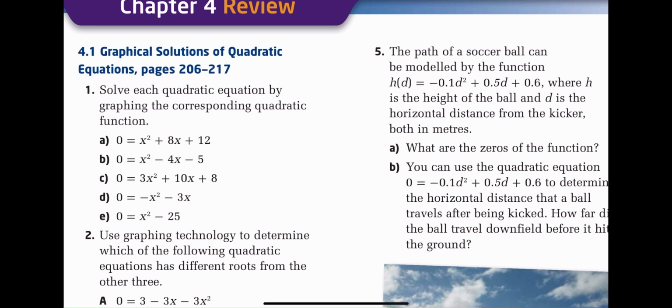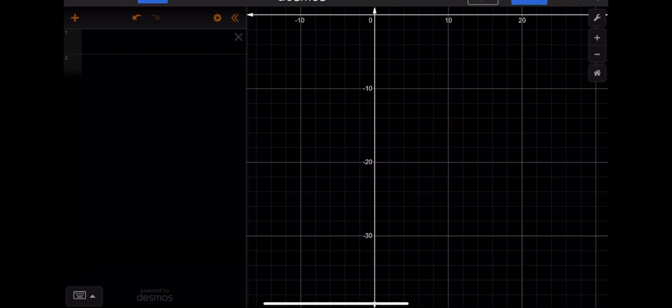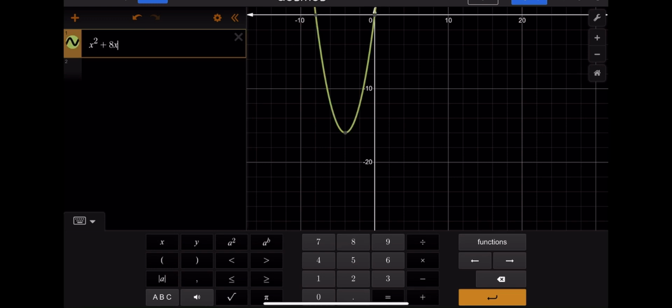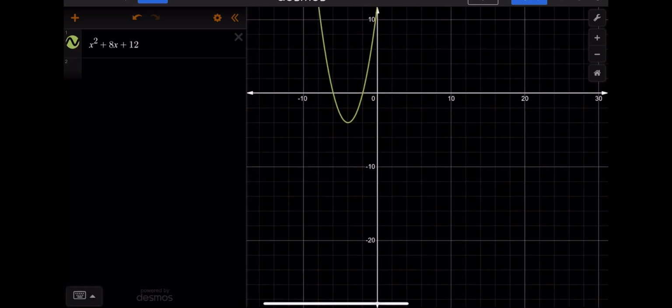For example, the first question: solve the quadratic equation by graphing. x squared plus 8x plus 12. Let's do that. So we have x squared plus 8x plus 12. Good. My x-intercepts I can see here: I have two points, one here and one here.